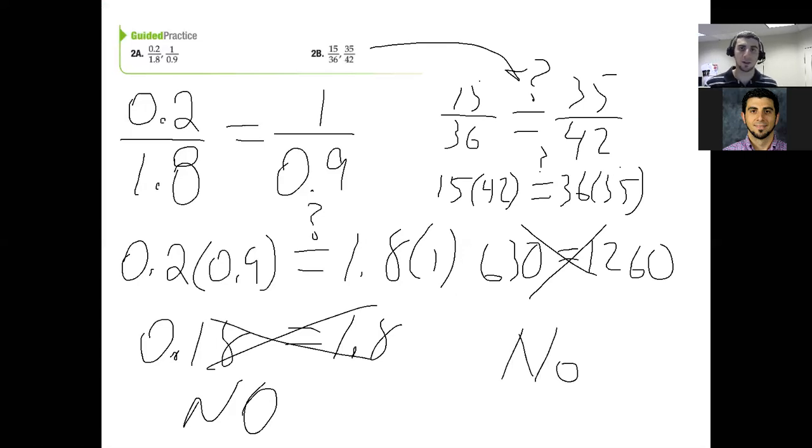Okay, remember, the product of the means has to be equal to the product of the extremes in order for ratios to form a proportion, or for the cross products to be equal.